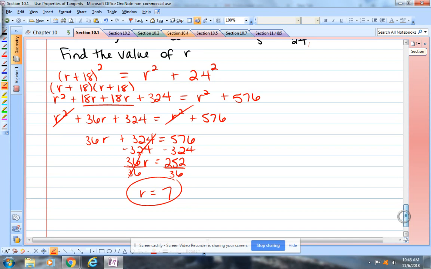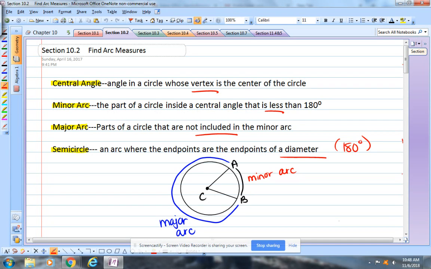Flip over your handout to section 10.2. We're going to learn some new terms, so feel free to go ahead and fill in the blanks. I think I have underlined all the correct parts of the blanks. Also, please draw the picture so that you know what a major arc and a minor arc look like.